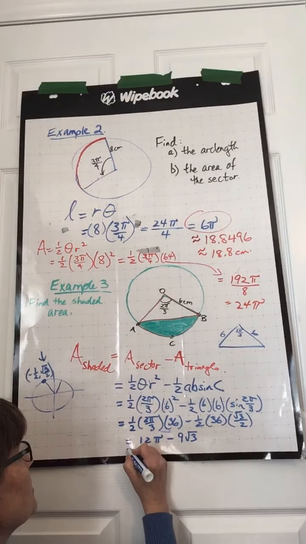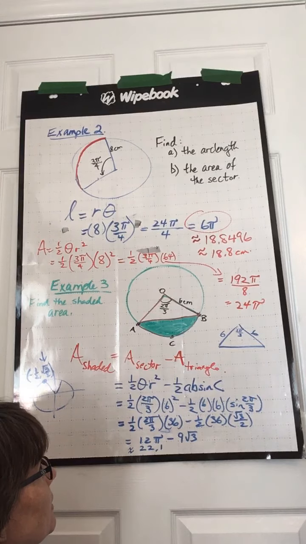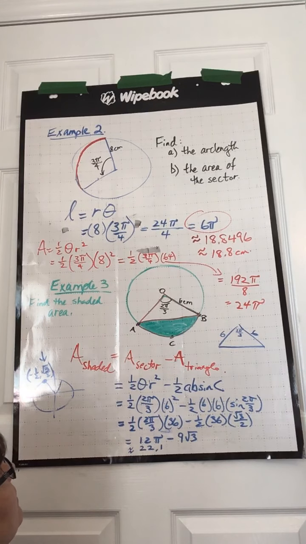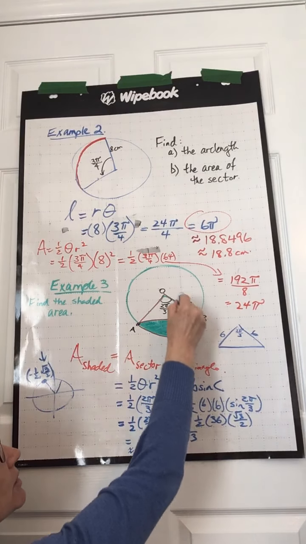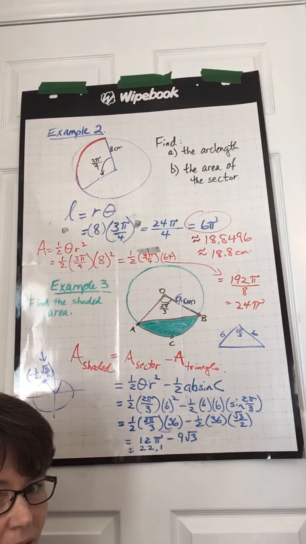Okay. So in this case, roughly equivalent to 22.1. And that's an area. Our dimensions are in centimeters. There's 6 centimeters right there. So this would be centimeters squared.